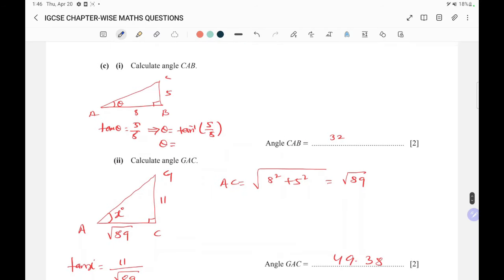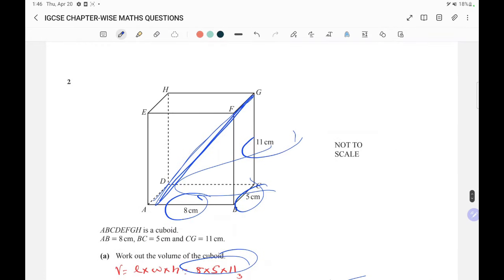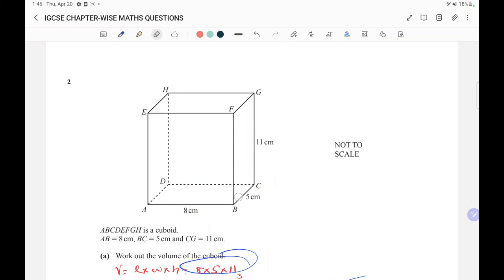Now calculate angle CAB. Where is CAB? CAB, so here. CAB. Oh, this one. This is 90 degrees, guys. Okay, this is 90 degrees.